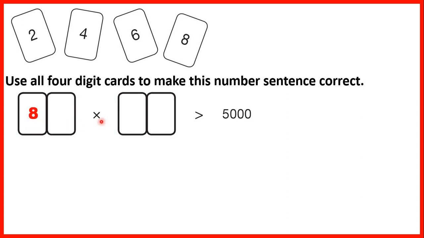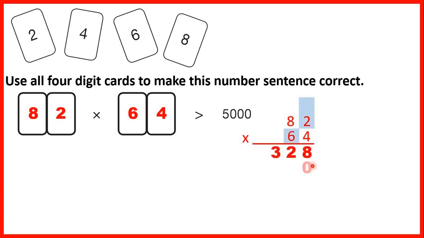So we can write 8 and 6 as our tens digits, and then the smaller digits, so 2 and 4 as our ones digits. Then we can check that 82 times 64 gives us an answer that's greater than 5,000. And when we do the column multiplication, we get 5,248. Now this is a multiplication, and remember, with multiplication, order doesn't matter. So we could have written 64 here and 82 here.